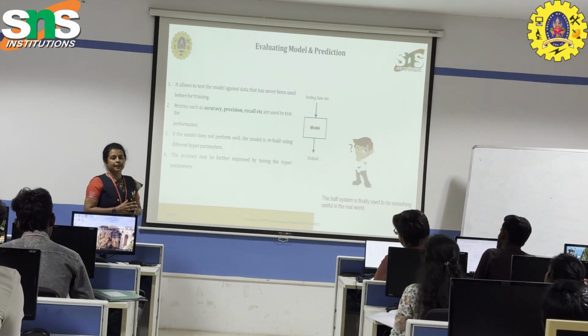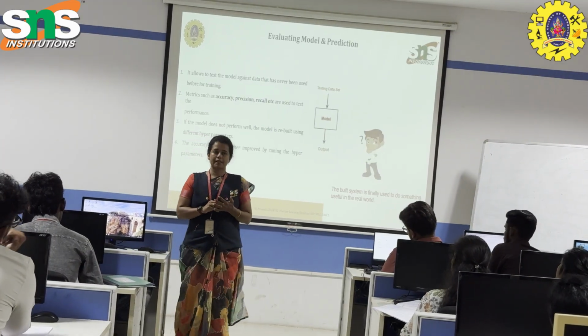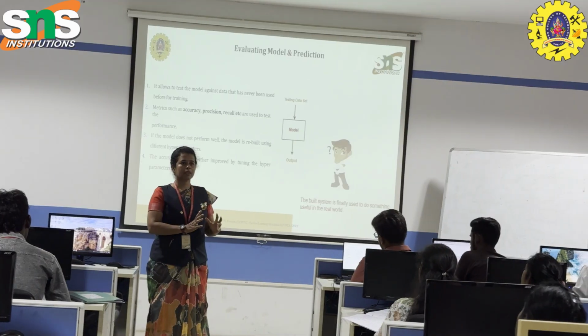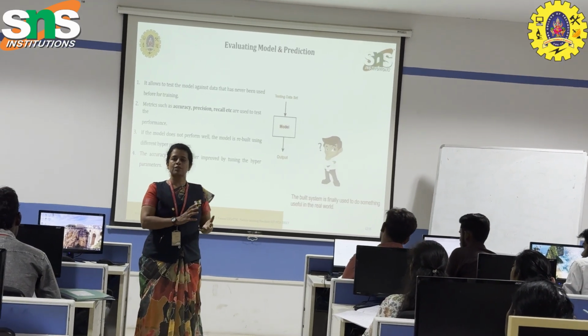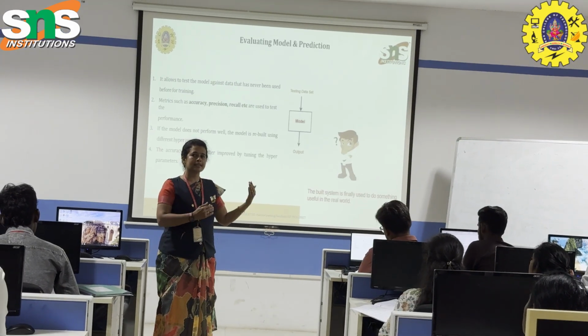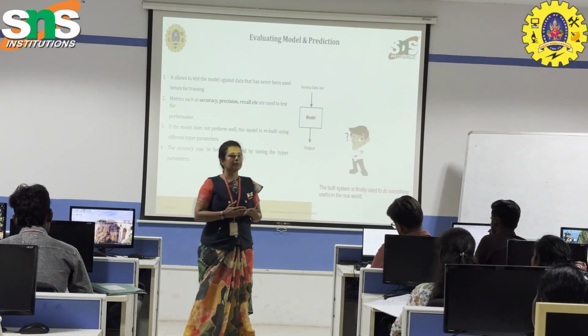Now after evaluating, if it gives 90%, 92%, 96%, it means your machine is in good condition. Then you use your machine for future prediction. That is the last stage. What's the last stage? Prediction. So how many stages are there in machine learning?